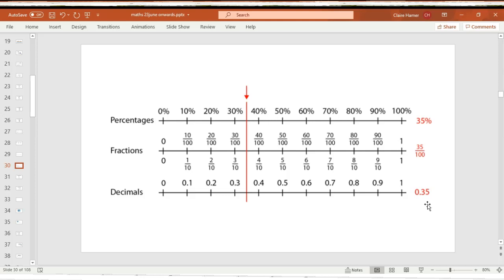Let's do one more. Write down 11%. Okay, I want to know what fraction equals 11% and what's the decimal. Pause the video and have a go. 11% equals 11 hundredths, which equals 0.11. Quite straightforward so far.